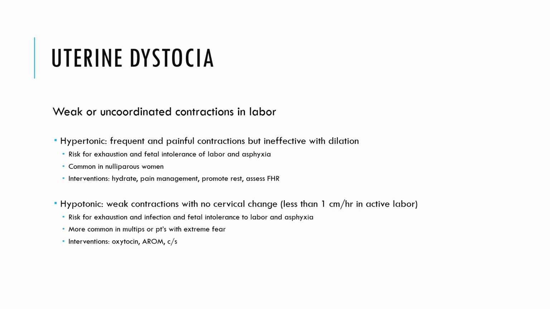Interventions for this is we might need to give them some oxytocin to make those contractions stronger. This should say AROM, artificial rupture of membranes, so breaking her water. Or if we just can't get her to get into a good labor pattern, she might need a C-section.